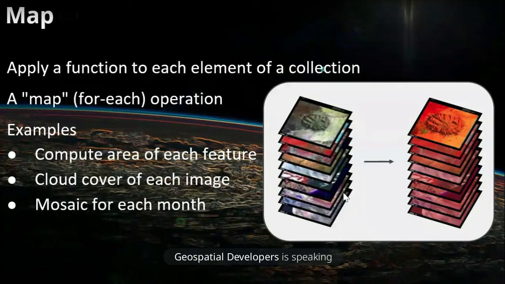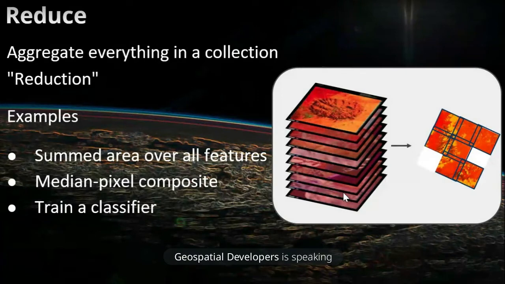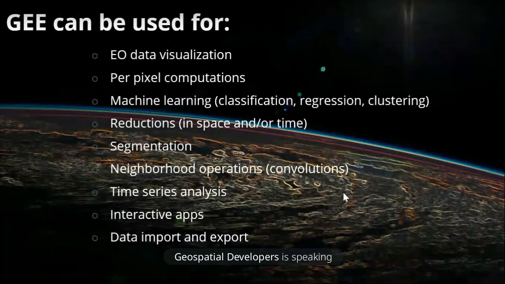Let's say the function is supposed to remove cloud cover from each of these images. The moment you use map, it can do that. Same for mosaic and the other functions that we'll be looking at. Right. So reduction is the same. I won't talk more about this. Let me move on to the last slide.